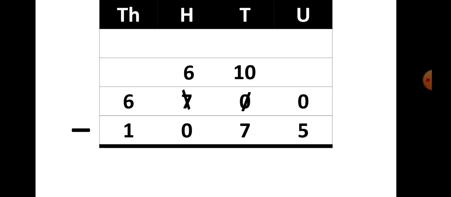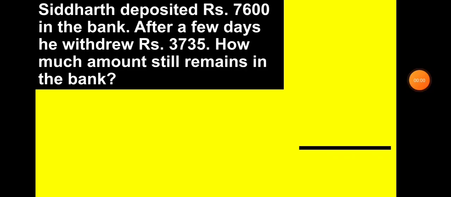Now let us borrow for the units place. So the tens place is giving a number to the units place. So the 10 becomes 9 and in the units place the number becomes 10. Now 10 minus 5 is 5. 9 minus 7 is 2. 6 minus 0 is 6 and 6 minus 1 is 5. So your answer is 5625. Now let us do some problems.